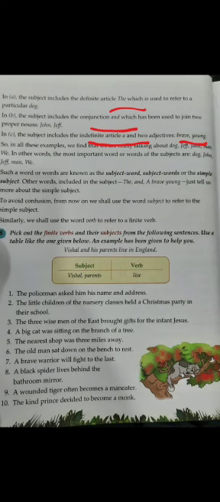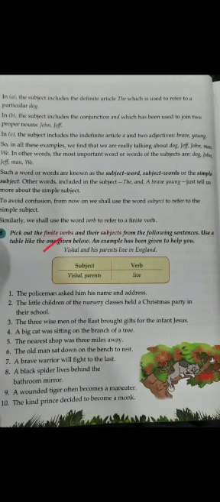So, here are a few sentences in B bit. Pick out the finite verbs and their subjects from the following sentences. Use a table like the one given below. An example has been given to help you. So you need to pick out the subject and the finite verbs from the sentences, children. Finite verbs means, as we have already discussed, the verbs change according to the person and the number, which are dependent on the subject. So here the example is given.